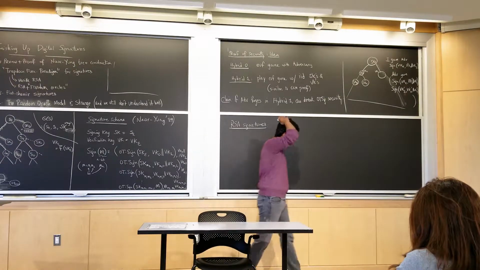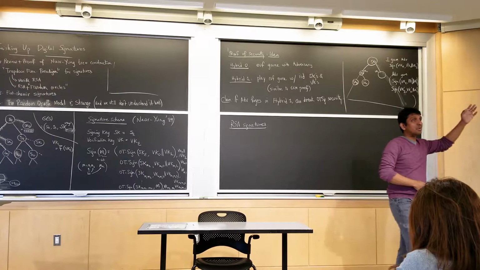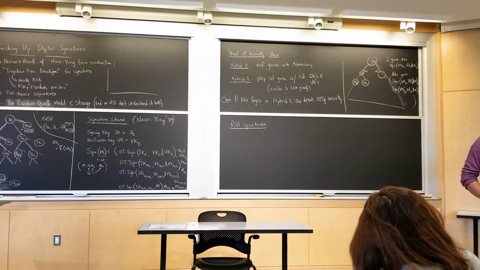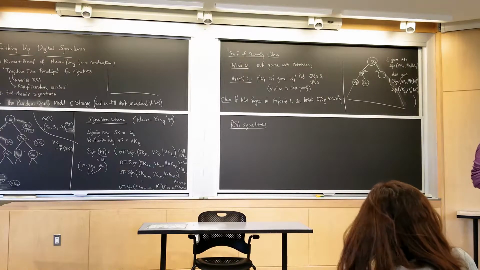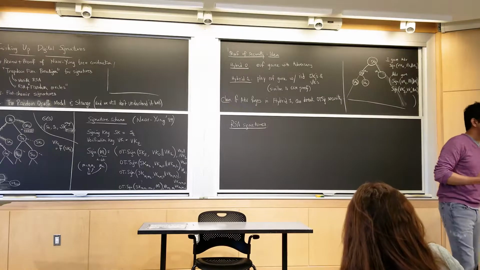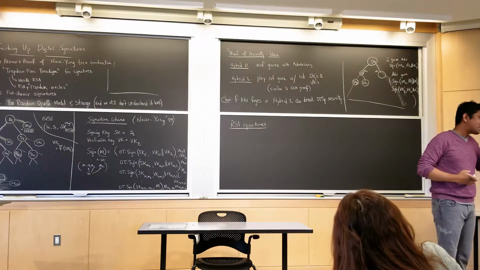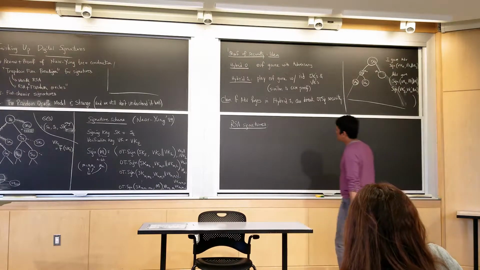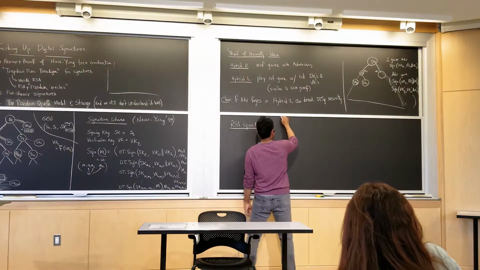In fact, this was the very first proposal that came out of the RSA and Diffie-Hellman paper. They proposed a way to use trapdoor functions, rather trapdoor permutations, to construct both encryption schemes and signature schemes. Okay. So how do you use RSA to encrypt?